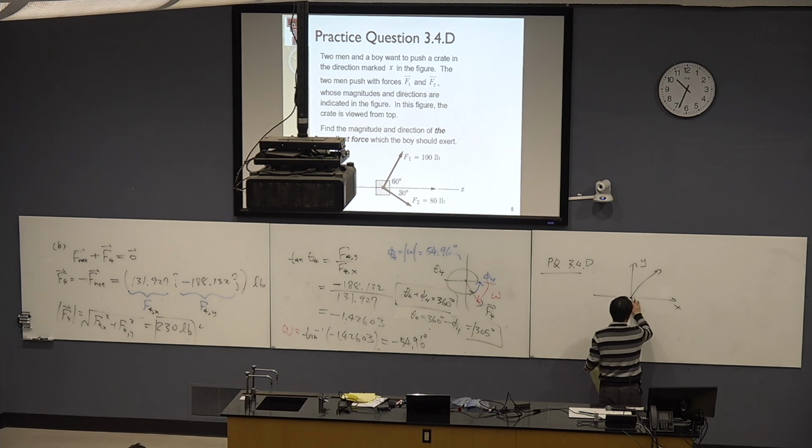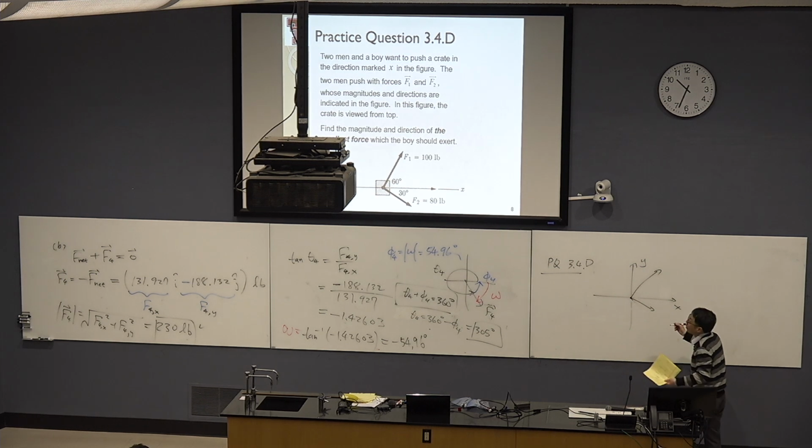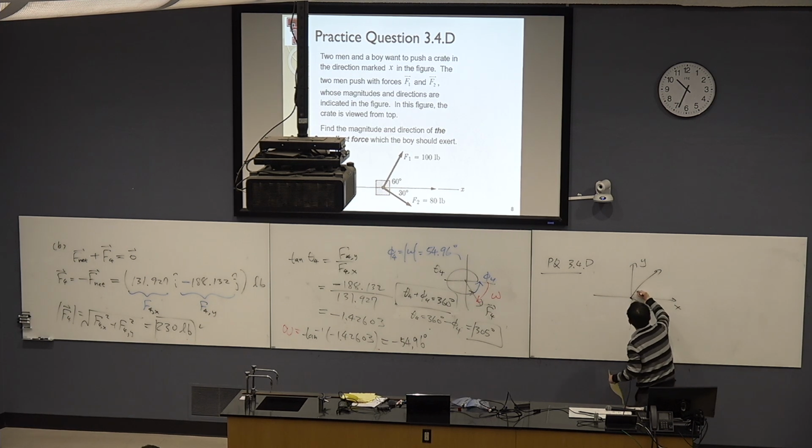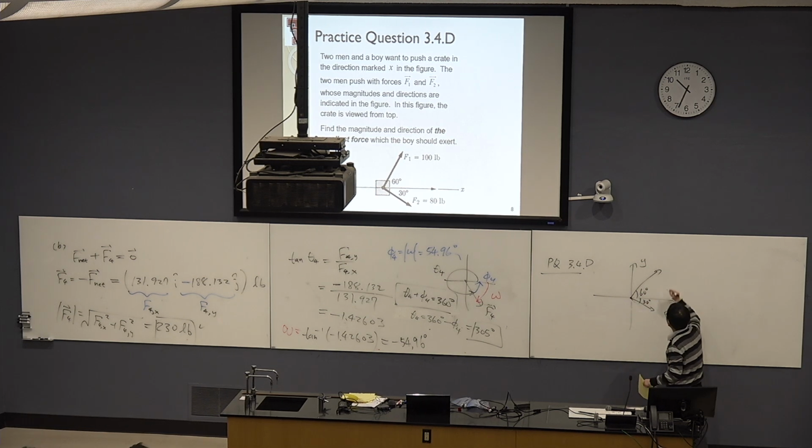So here, let's just do it conceptually. Here I just share with you my method, because you may have a different method. It's fine, as long as you achieve the correct answer. Now here, this angle is 60 degrees. This angle is 30 degrees, right? And here you have F1 and F2. Let's say F1 is here.